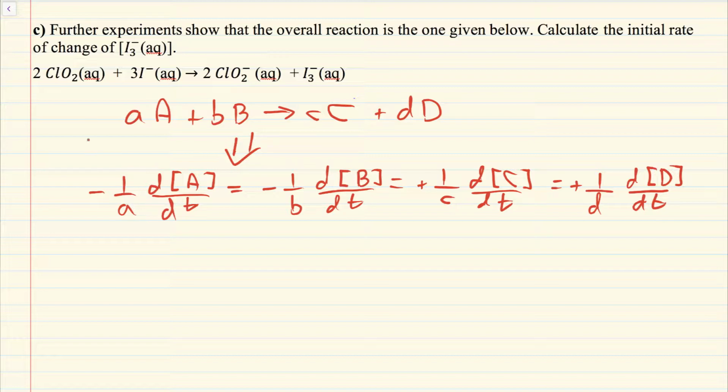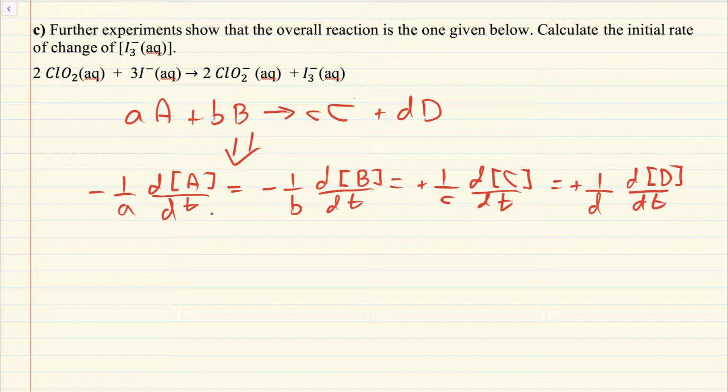So the lowercase letters are equal to the coefficients of the reactants and the products. And we see that the reactants have a negative coefficient in front because they're being used up in the reaction. And the products have a positive coefficient because they're being formed in the reaction. So what we're essentially looking for here is this value here, the rate of change of the I3- species, which is our D, right?